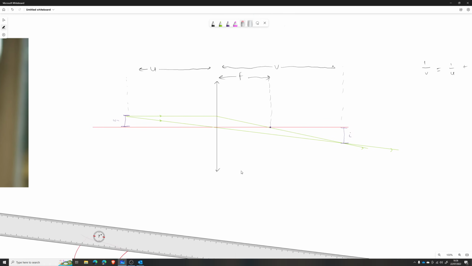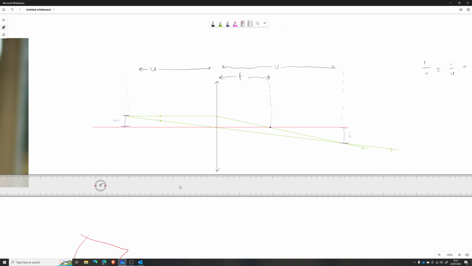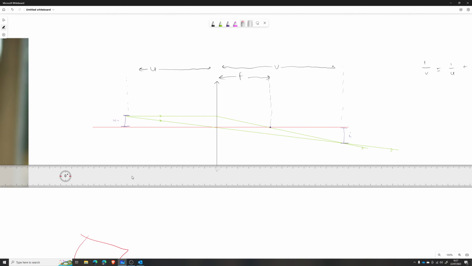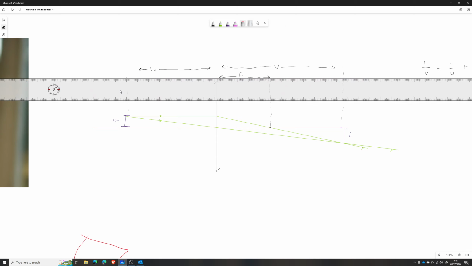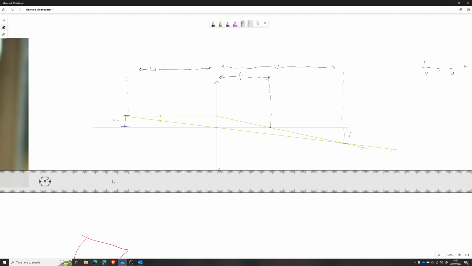Since it's very far away, the rays that come from it when they arrive at the lens will be parallel. So the rays that come from that and enter the lens are all traveling parallel to the principal axis. So I will consider the two rays that enter the lens at the most extreme points, top and bottom. So there's one.